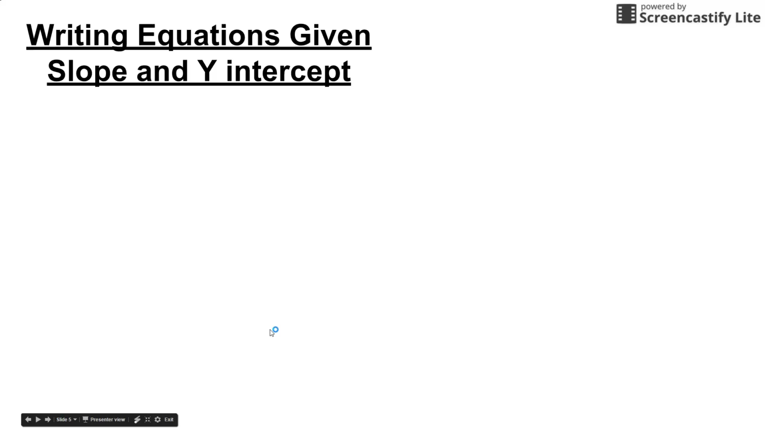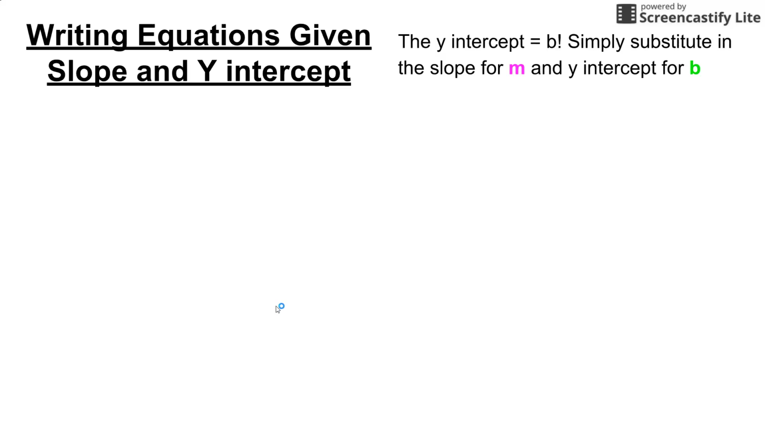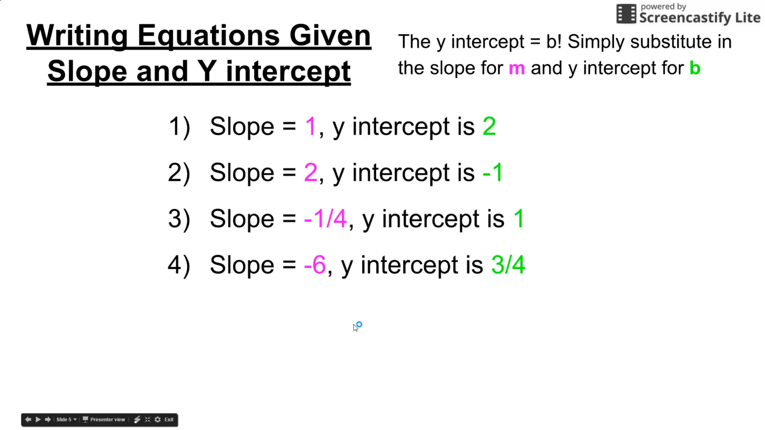All right, so writing an equation given the slope and the y-intercept. This is about as easy as it gets, because the y-intercept is the same thing as b. You substitute into your equation y equals mx plus b the slope m that you're given, and the y-intercept for b, and you're good to go. Here's a couple of examples. This is a great time to pause the video and see if you can keep up.